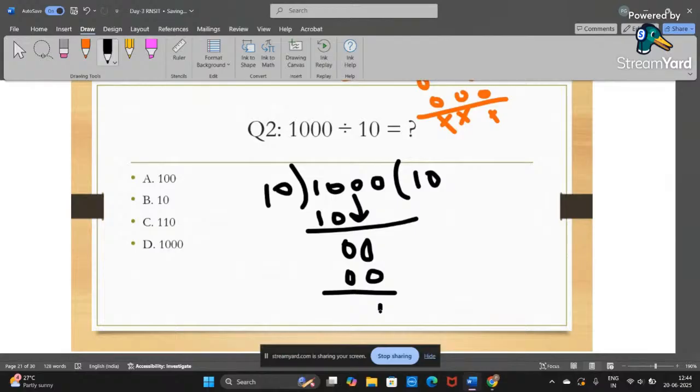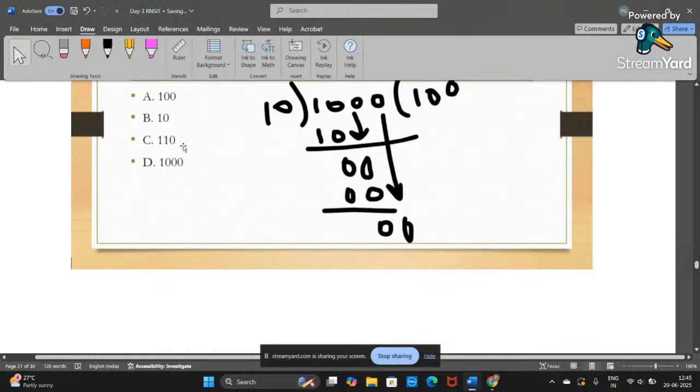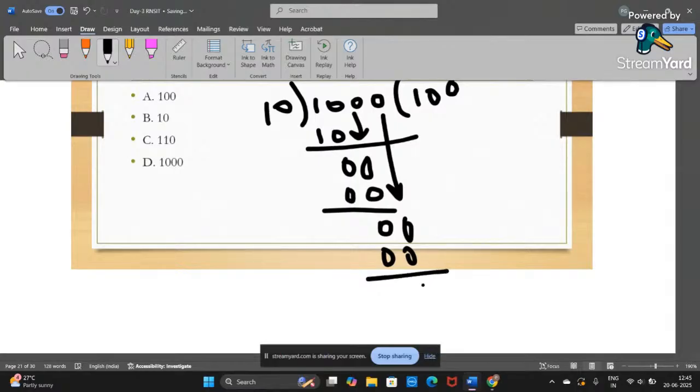0 minus 0, it is 0. This also will get cancelled. So this number again should be 0 to cancel this. So 10 into 10 into 0, it is again 00. Now all got cancelled. Nothing is remaining now. The answer is 100. This is the answer.